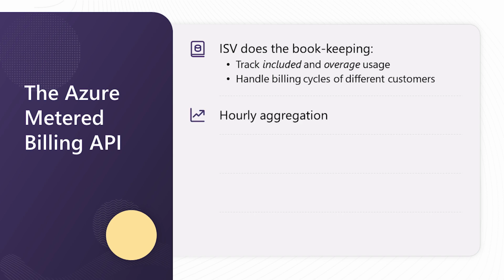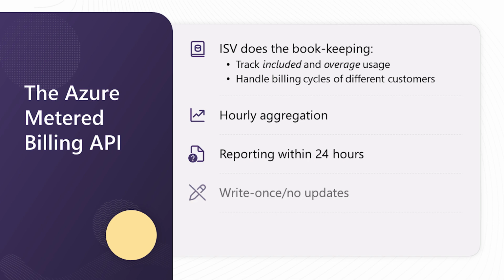The solution must aggregate overage usage on an hourly basis and only send the total to our API. And because the billing API only accepts usage reports from within the last 24 hours, you need to ensure your solution continuously aggregates and reports usage.